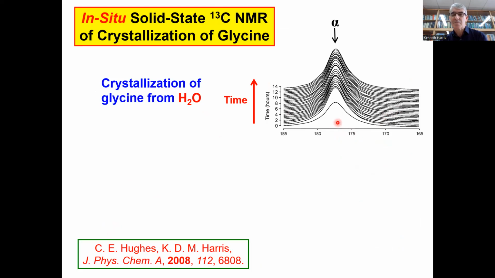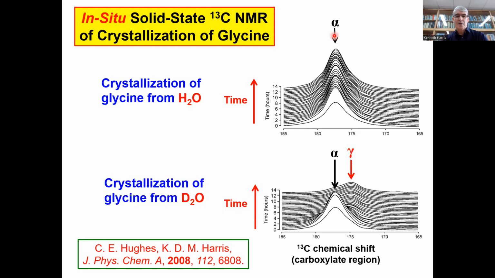So the first experiment we carried out was crystallization of glycine from water. Here we see the carboxylate region of the carbon NMR spectrum as a function of time between 0 and 14 hours in this experiment. And in the duration of this experiment, we simply see the formation and the growth of the alpha polymorph. There's actually no polymorphic evolution, and this agrees with literature on crystallization of glycine from water.